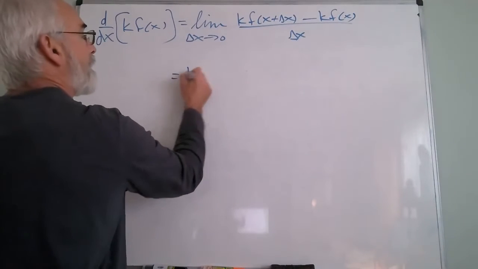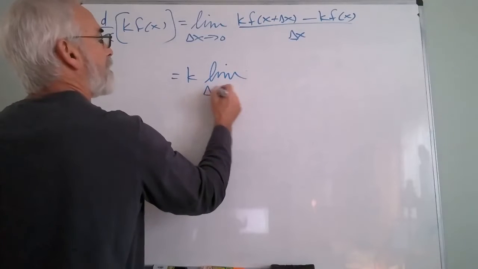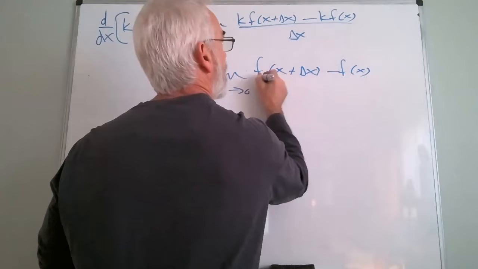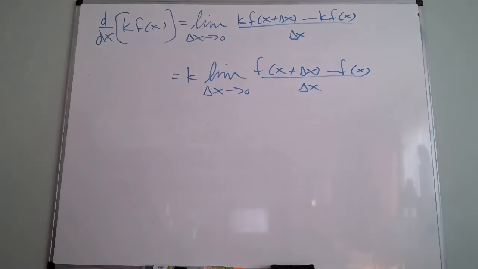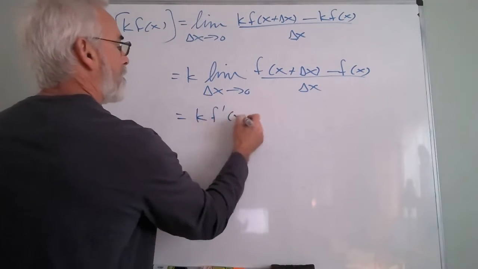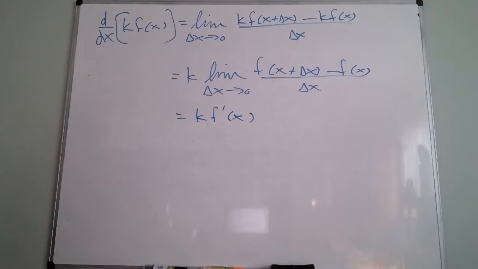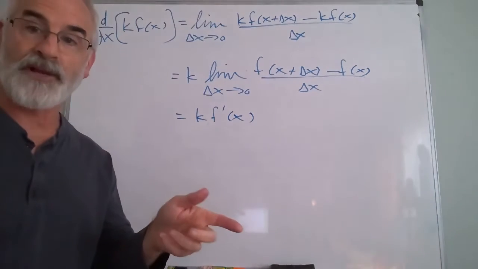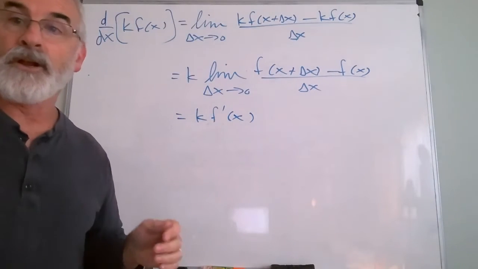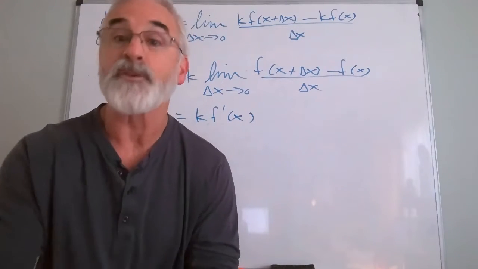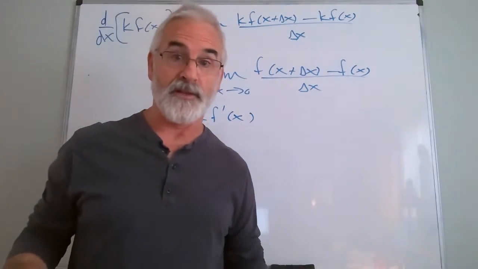So this would be equivalent to k times the limit as delta x goes to 0 of f of x plus delta x minus f of x over delta x. And why is that good? Because the quantity on the right is f prime of x. Cool. So the derivative of a sum is the sum of the derivatives. The derivative of a scalar multiple times a function is the scalar multiple times the derivative. Those are going to be the most useful and used rules that you ever do with derivatives. And you notice they both come directly from limits. That's one of the reasons the limits are so important.